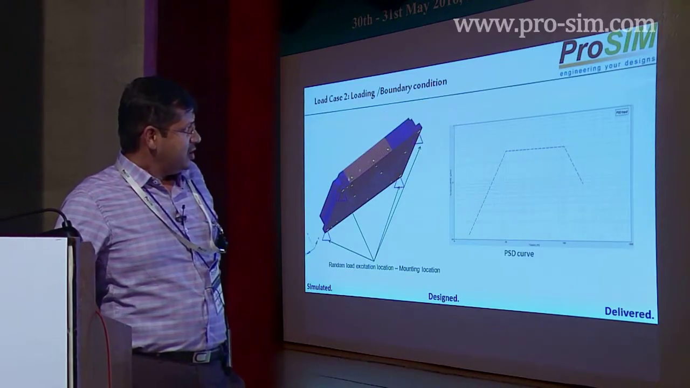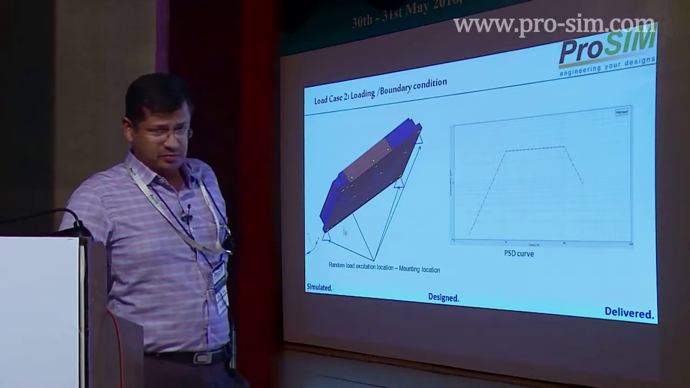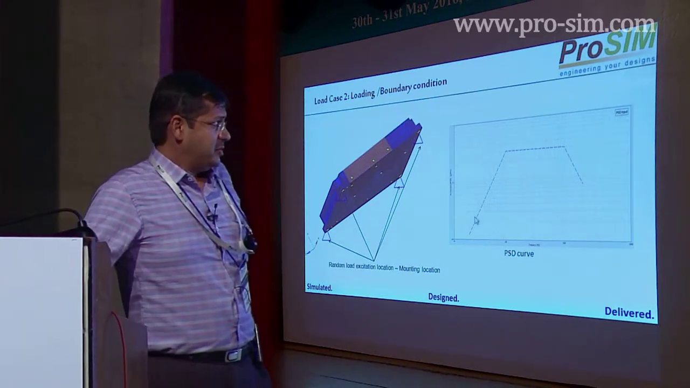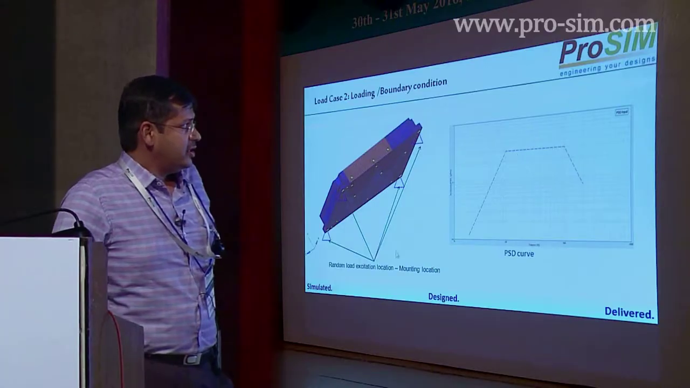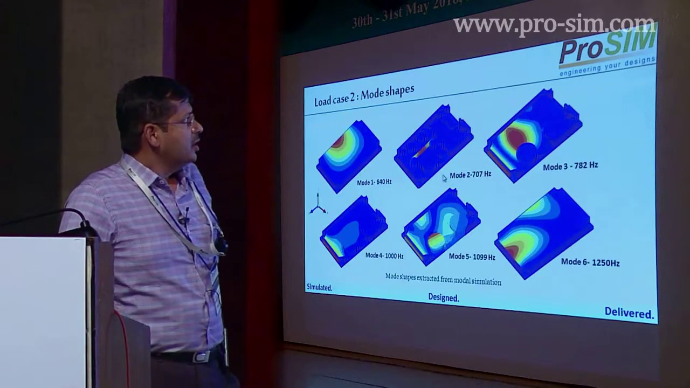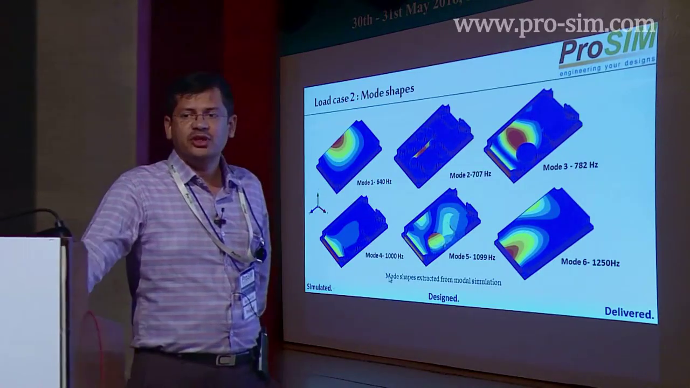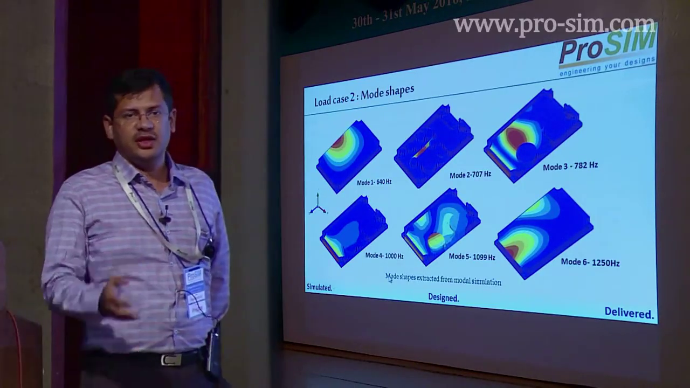As indicated, these are the 4 mounting points where the loads are applied, and this is the power spectral density curve applied at the mounting locations. These are the typical mode shapes after we distributed the mass and matched the mass with the physical structure.